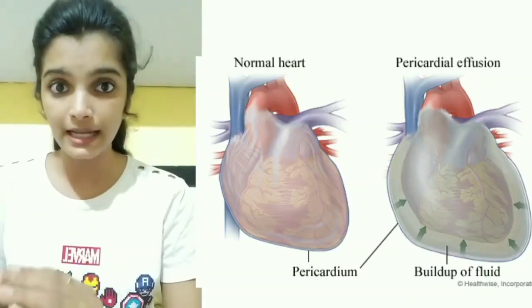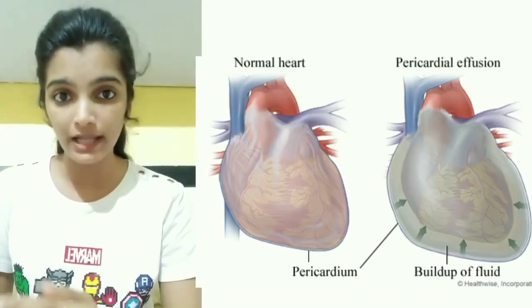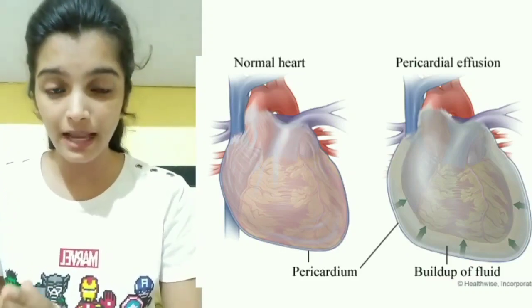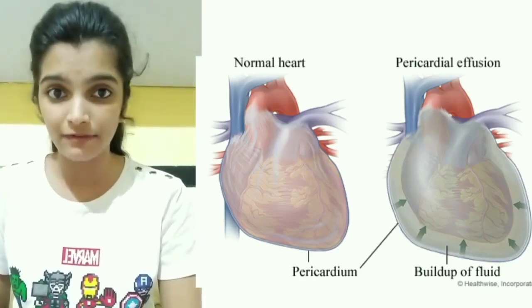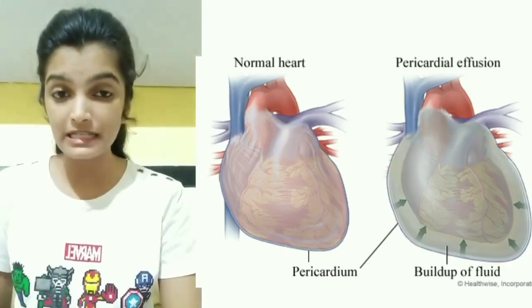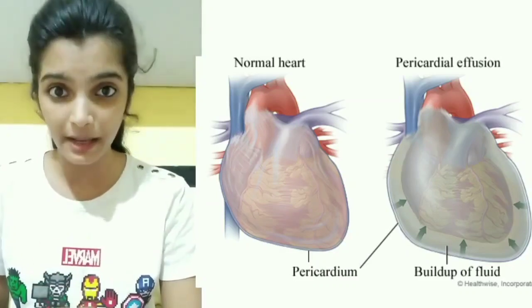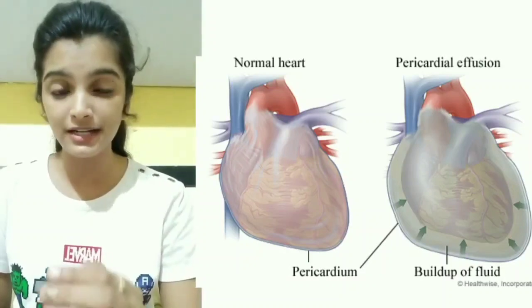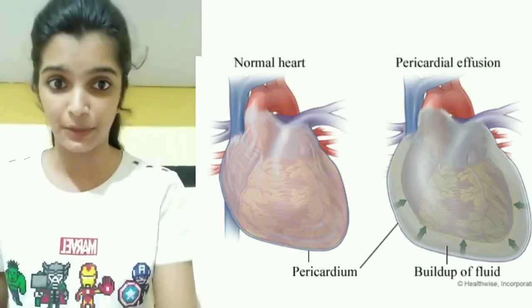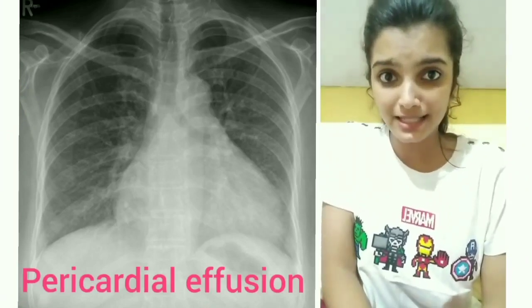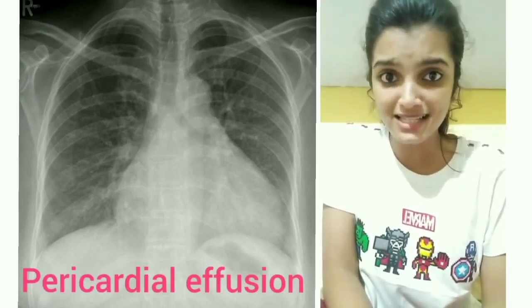If this fluid is gradually increasing or slowly accumulating, then 1000 ml can also be accumulated without seriously affecting any cardiac function. But if it is suddenly accumulating, a sudden rise in the fluid, then even 250 ml can cause deficient diastolic filling in the cardiac chamber. So we'll now see how to detect this case in chest X-ray as well as certain signs and symptoms related to that.